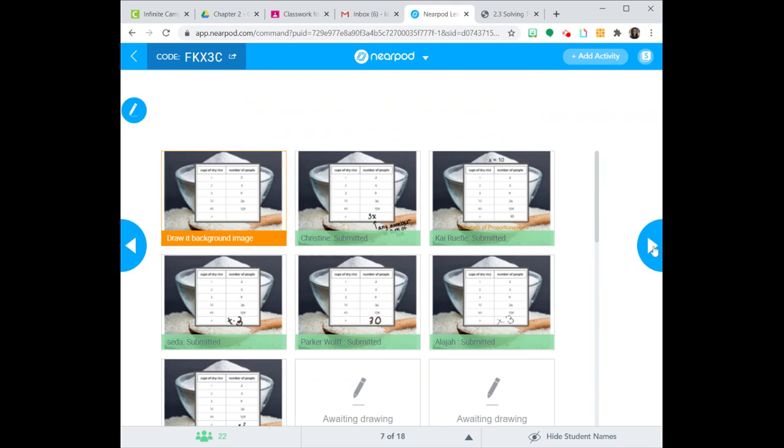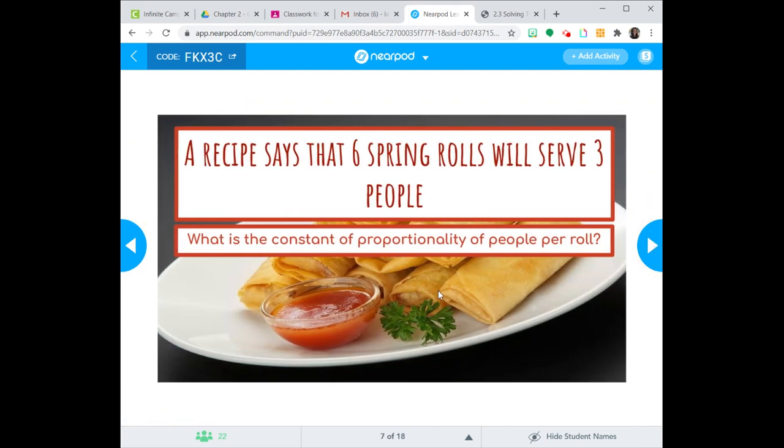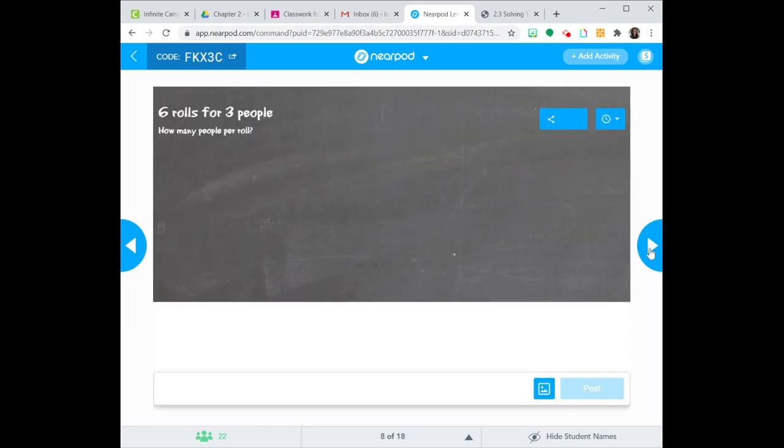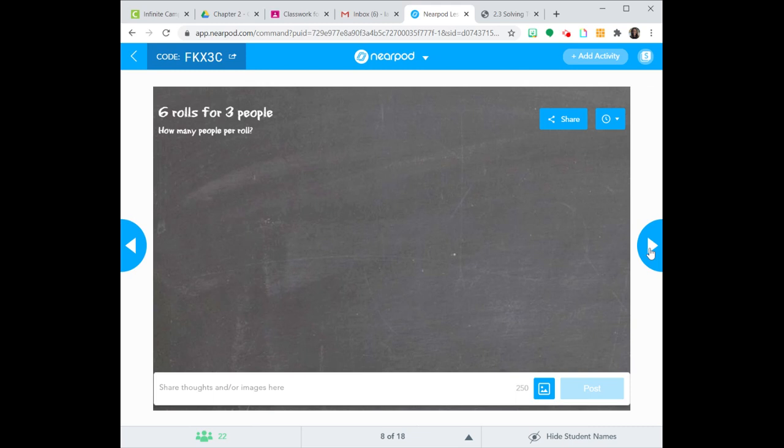We're going to look at another scenario. Now we're talking about spring rolls. So a recipe says that 6 spring rolls will serve 3 people. What is the constant of proportionality of people per roll? So again, we have to be very careful with how we read it, how it is asking us to find the constant of proportionality, and what our answer is going to be. So 6 spring rolls will serve 3 people. So I'm going to push us, you're going to see the same question. How many people per roll is that?